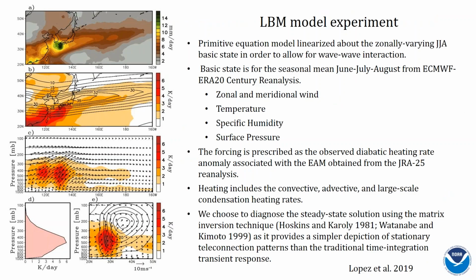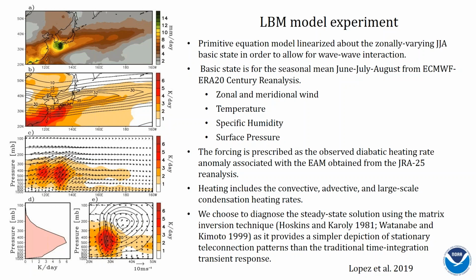So I think we have identified a potential source. Now we want to run a very simple linear baroclinic model using this hypothesis. What I'm showing you here is just the precipitation associated with the East Asian monsoon in the top panel A. In panel B, the contour is the zonal wind. You see a zonal jet stream there.